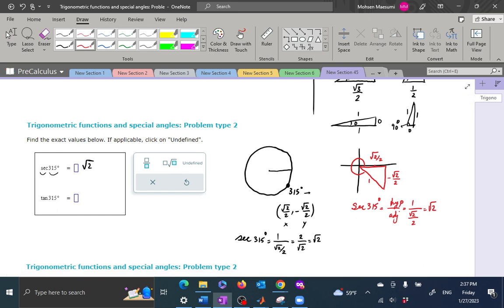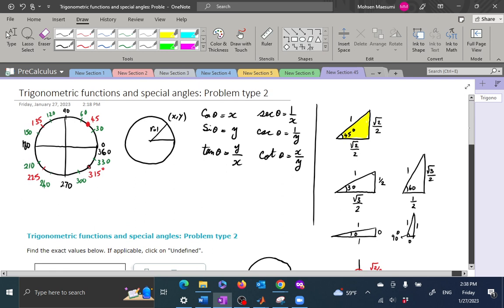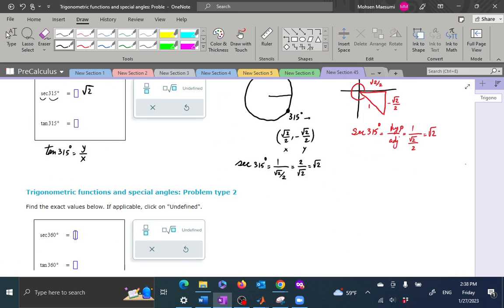How about tangent of 315 degrees? So you remember, what was tangent? Let's write it here. Tangent of 315 degrees. Tangent of theta was always the ratio of y over x. Is that right? Here's our tangent formula. It's y over x, and that is what we are going to do here. So what is our y? Our y is minus radical 2 over 2, and our x is radical 2 over 2, and they simplify to just minus 1. Is that right?